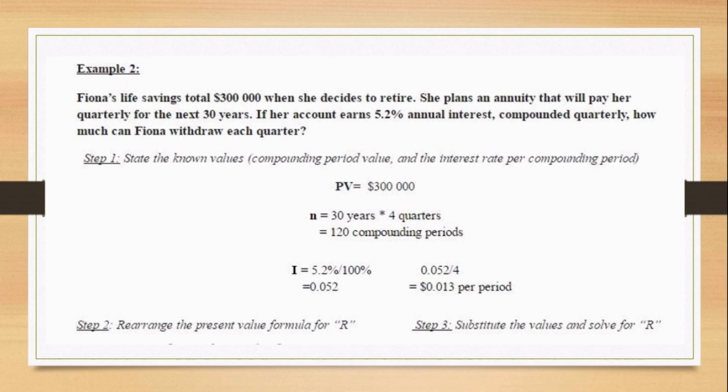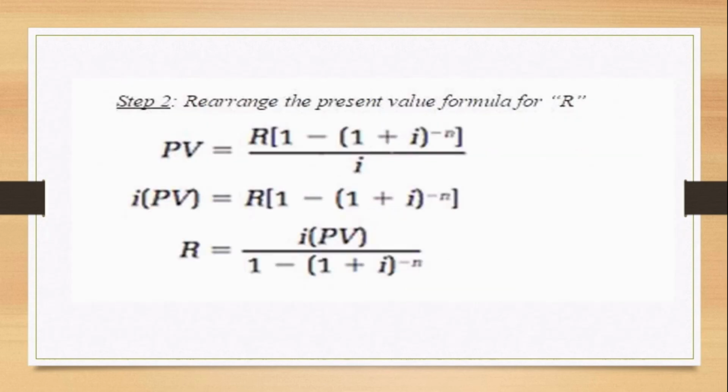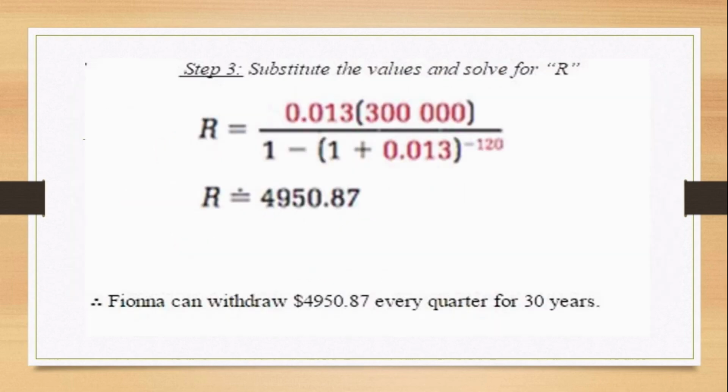So we know the values PV, n, and i. n is 120, because it's 30 years compounded quarterly. And i is 5.2% annually, but because it's compounded quarterly, we divide it by 4, which is equal to 0.013 per period. We rearrange the present value formula to solve for R. Once we do so, we substitute the values and simply solve for R.